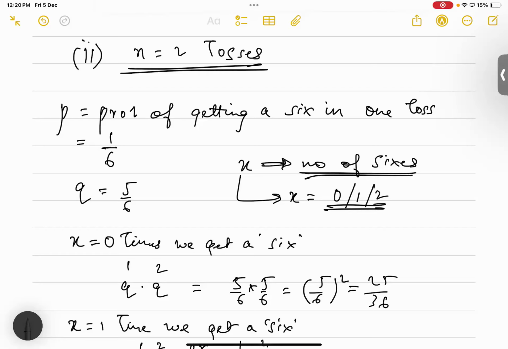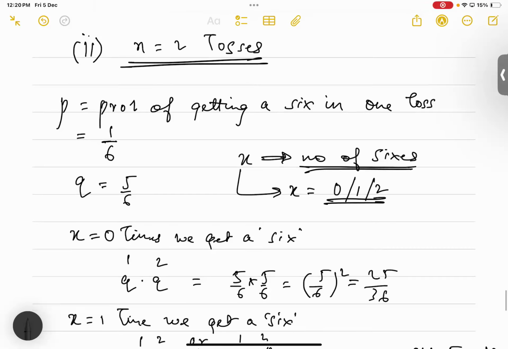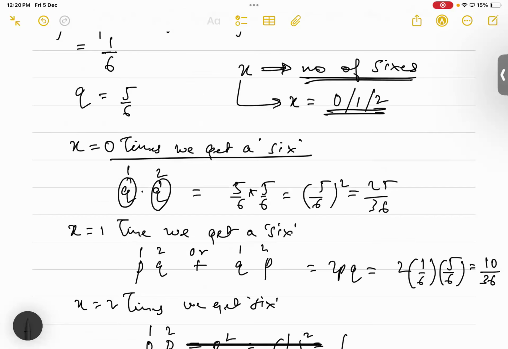Sorry, 0 times we get a 6, meaning what? In the first time we are getting a failure, second time we are getting a failure. Right, guys? One time we get a 6. So that 1 six can occur in the first turn or in the second turn. No? It cannot be in both turns; if both turns, then 2 times we are getting 6, right? So first one failure, second one success, and vice versa.